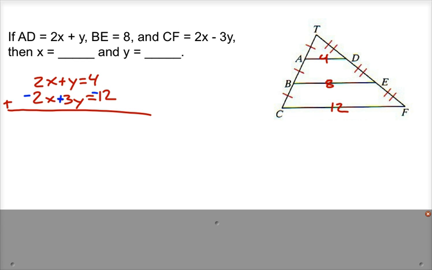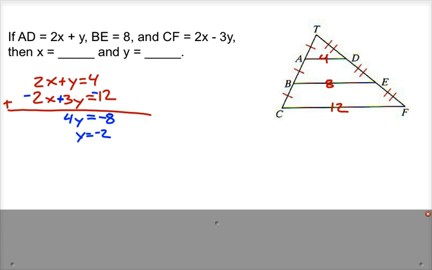Now if I add the equations together, the 2x minus 2x cancels. y plus 3y gives me 4y. 4 plus negative 12 is negative 8. Divide each side by 4, and I get that y equals negative 2.